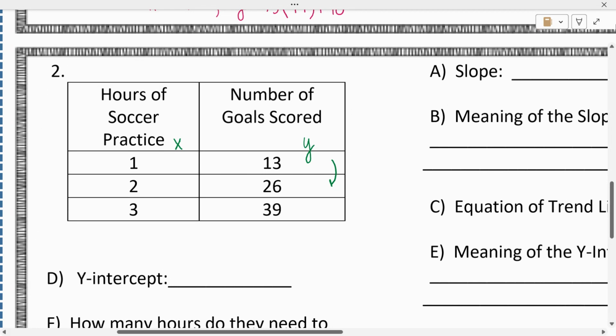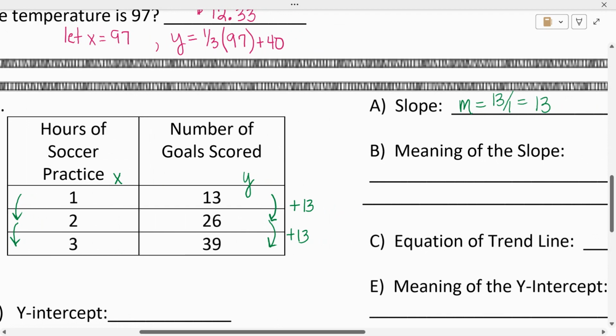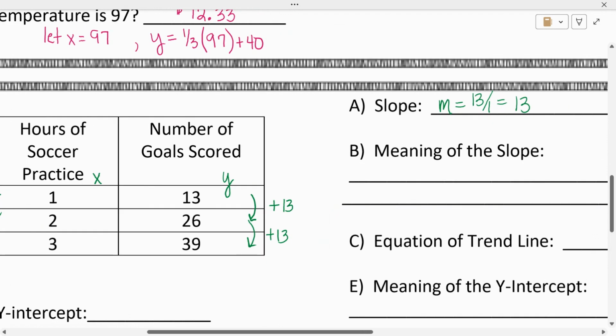Okay, so what's happening each time? Up by 13 on the y. And on the x-axis, it goes up by 1 each time. So what is my slope, Tim? Change in y. So my slope is 13/1, which means 13. So what does that mean? What does it mean, the slope, in terms of the table of values? For every 1 hour he plays, he scores 13 goals.